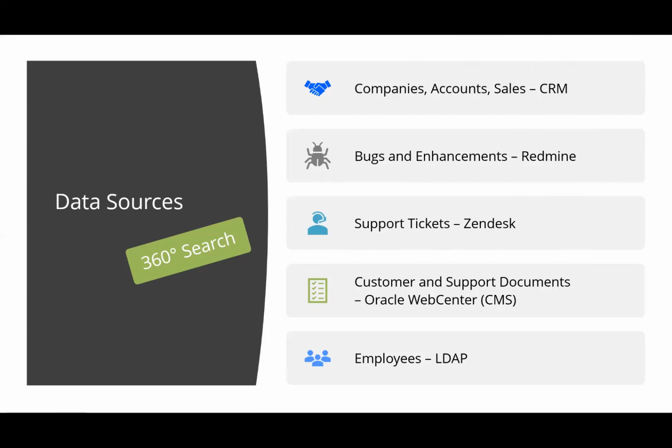We use one called Redmine, but this could be Jira or any number of other ticketing systems where we keep track of software bugs and enhancement requests. We use Zendesk for support tickets, so this could be ServiceNow or Service Cloud, where our customers can file questions and things like that. We also use Oracle's CMS system, which is called WebCenter, to store both support documents, so KB articles, product manuals, release notes, as well as customer documents, so things like NDAs, sales quotes, and statements of work. Those all get stored in the content management system.